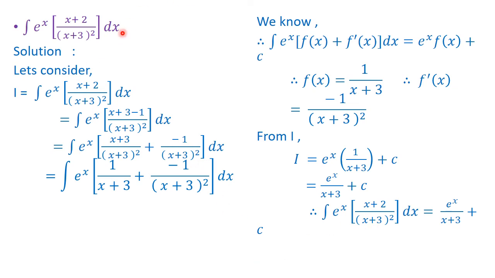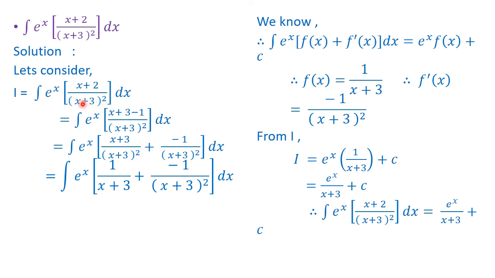One more example. Integration of e raised to x into (x plus 2) by (x plus 3) bracket square dx. Now this is in polynomial form, linear functions are there. Now how to evaluate it? First again we have to reduce it to a standard, that is, integrable form. Now in x plus 2, this term, add 1 and subtract 1. So adding 1, 2 plus 1 is 3, and this minus 1. Why do we do this?